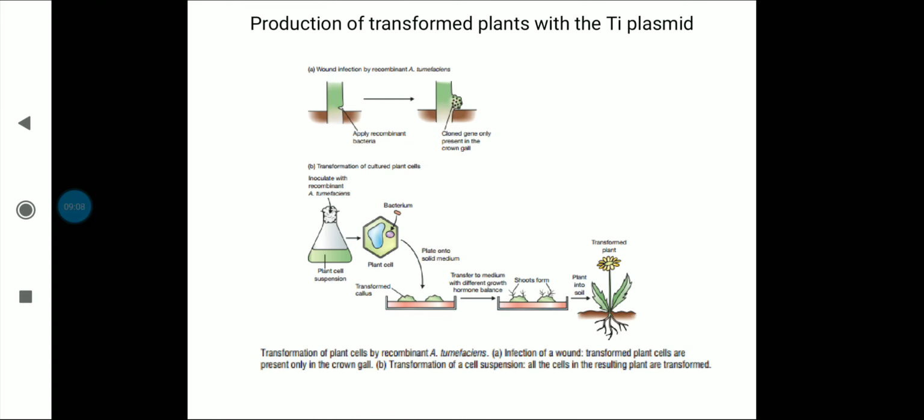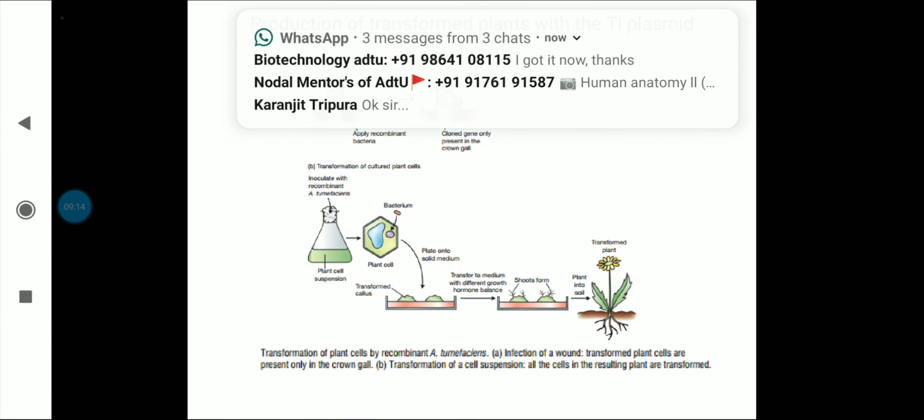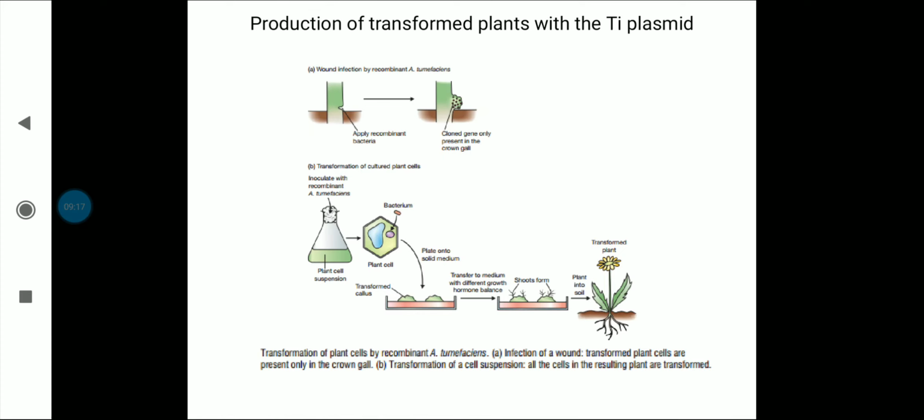Second option is to use plant biotechnology, in which you first make a plant cell suspension and co-culture with recombinant Agrobacterium. As you know, the recombinant vector contains certain selectable markers. You can select plant cells which have tDNA and the gene of interest inside them. For example, if you use luciferase as a selectable marker, recombinant cells will glow in the dark, but others will not.